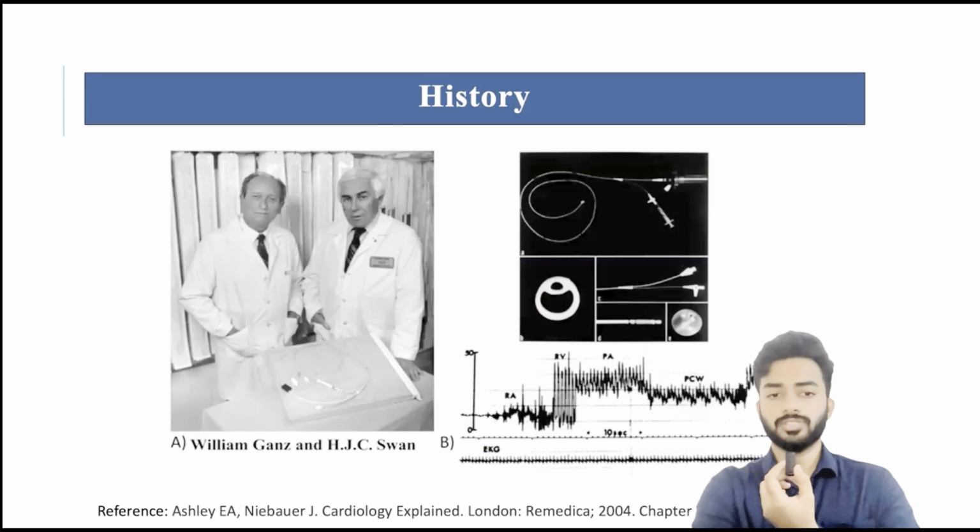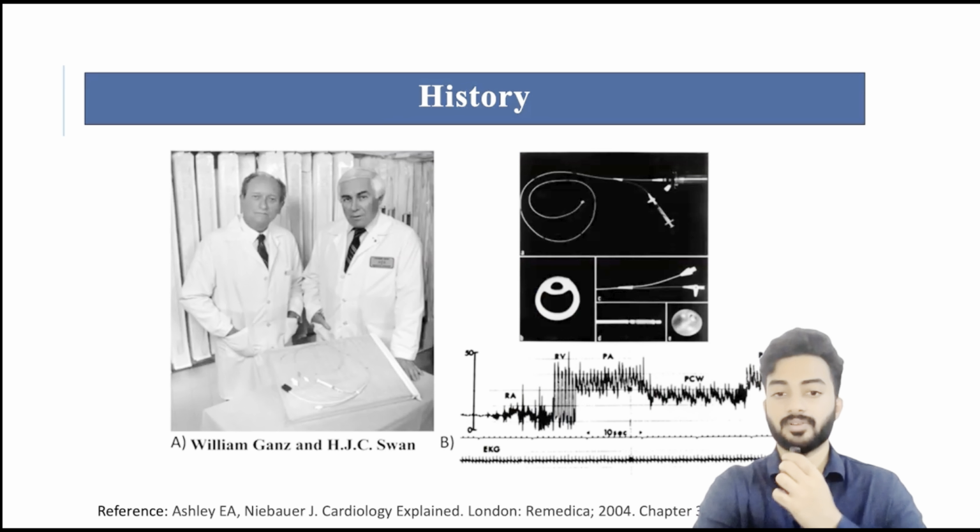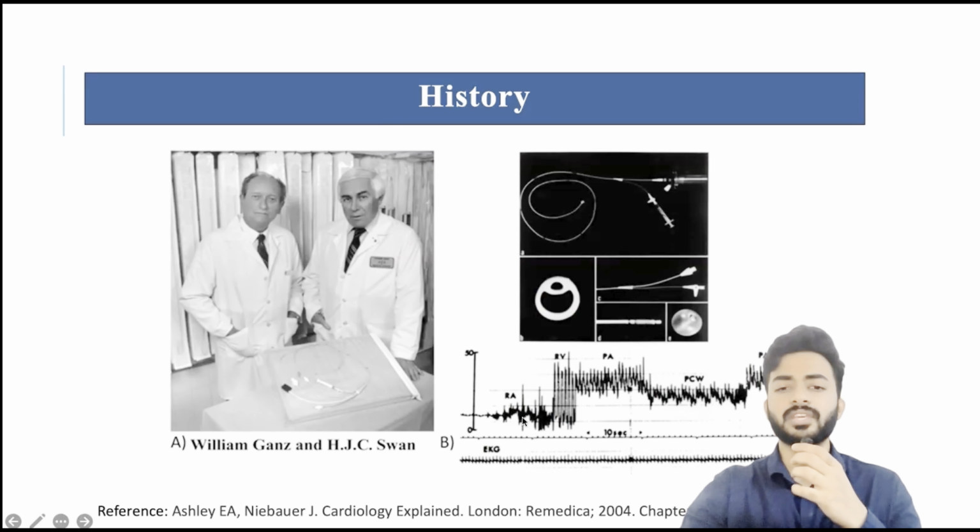So who are these two gentlemen? William Ganz and H.J.C. Swan. As we all know, the Swan-Ganz catheter. They discovered this pulmonary artery catheter and the different pressures were measured using it. The EKG is there and the pulmonary artery pressure is there here, when the PAC is in the RA, RV, PA and pulmonary capillary wedge position, PA pressure, everything is there.